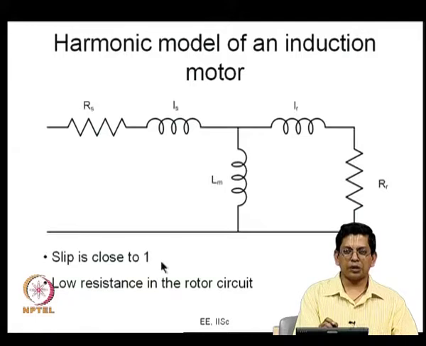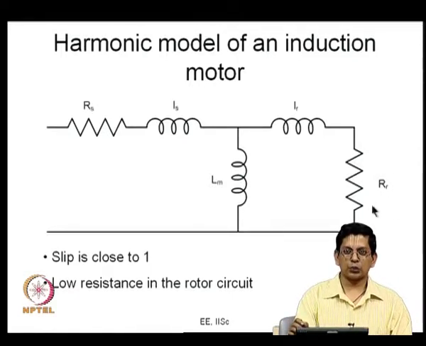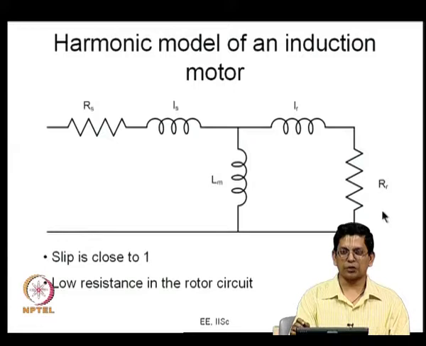The harmonic voltages produce a synchronous frequency corresponding to the harmonics that is very high, and therefore, the difference between that synchronous frequency and the rotor speed is very high, and therefore, the slip is close to 1. What you have is RR by S usually, and this slip is close to 1, so this is a very small resistance now. In the case of the fundamental component, the slip is very small, something like 3% or 5%. So, RR by S is a big number. Here S being almost 1, RR by S is a very small number now.